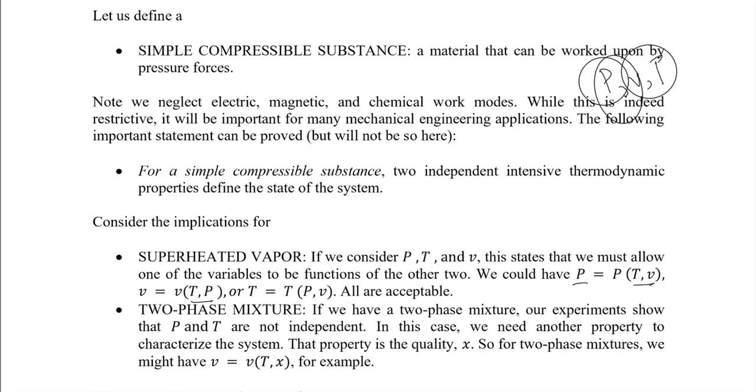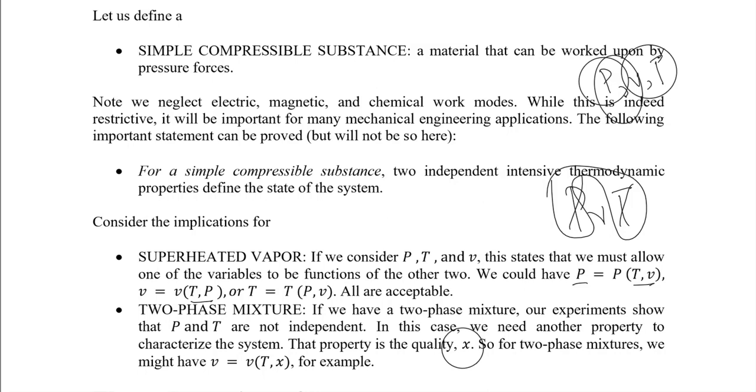So definitely we would need another property so we can define the state of the system. If I'm saying P, V and T, these two are dependent on each other. If they are dependent on each other, they would be considered as one property. So if I need to find out the volume, I cannot find it using the pressure because the temperature is also related to it. So I would need another property. And if you remember in the last lecture, that property can be called the quality.